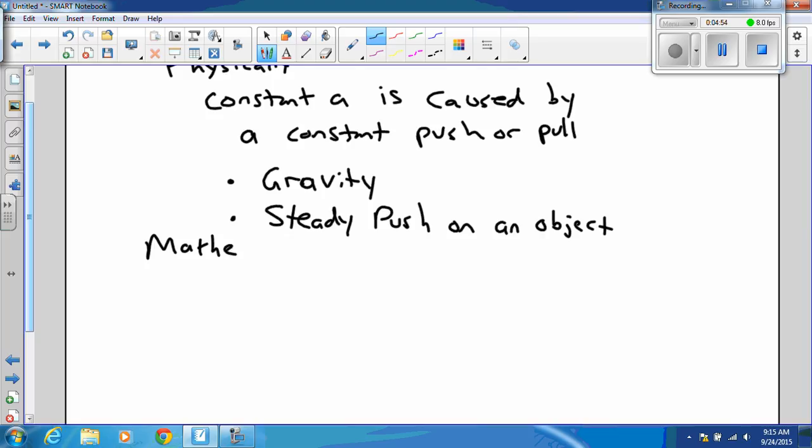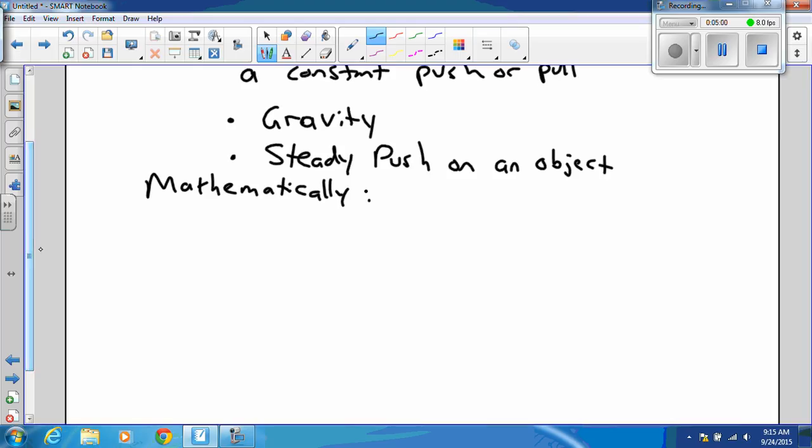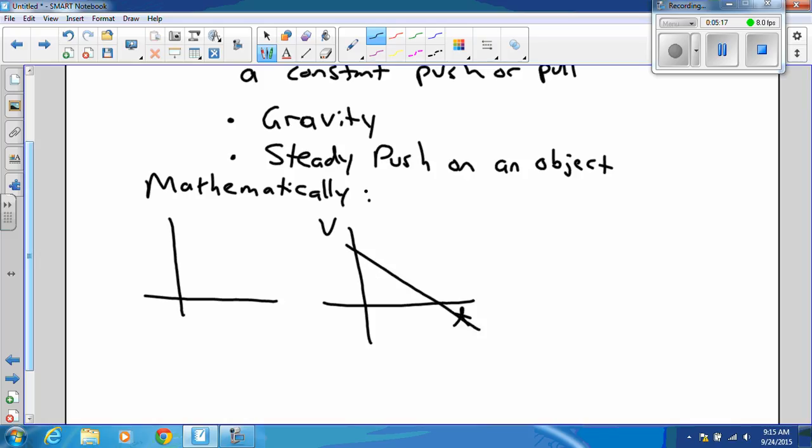Mathematically, when we begin to analyze data, a constant acceleration always has the same shape of the position and the velocity graphs. And the velocity graph is the easiest one to spot because a situation of constant acceleration will be one in which the graph of the velocity is a straight line, either with a negative slope like I've drawn it here, or with a positive slope. Constant acceleration implies that velocity is linear.